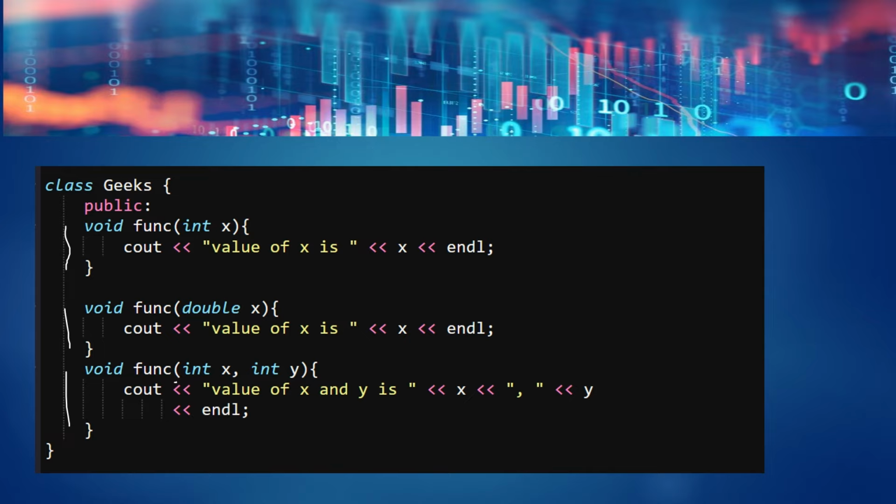When I call this function, let's say I called this function func and I provided one integer. At that time, your compiler will know, okay, this function has to be called. But if I provided a double, the compiler will know that this function has to be called. And if I provide two integers, the compiler will know I have to call this function. In that way, compiler decides which function has to be called.